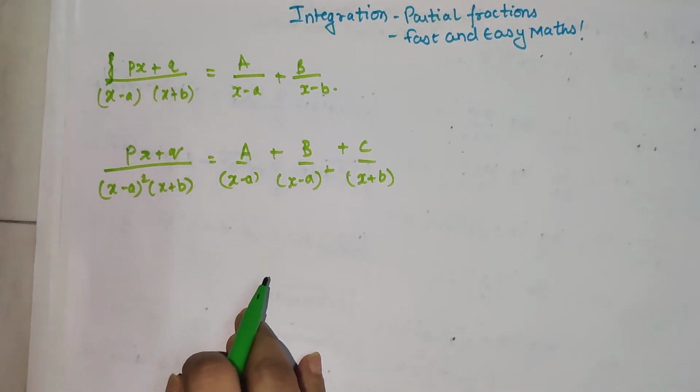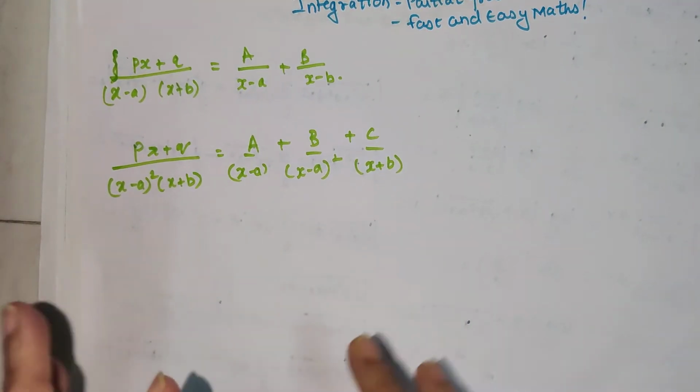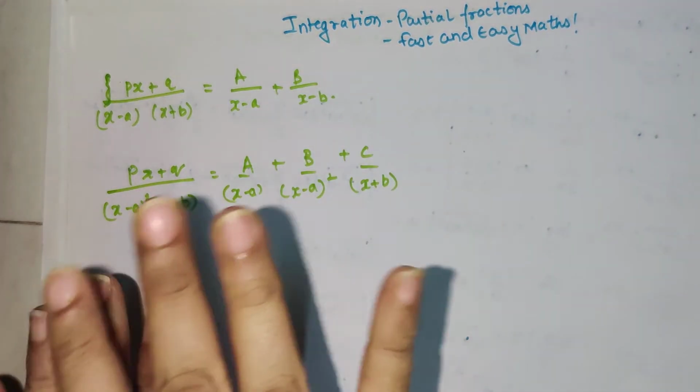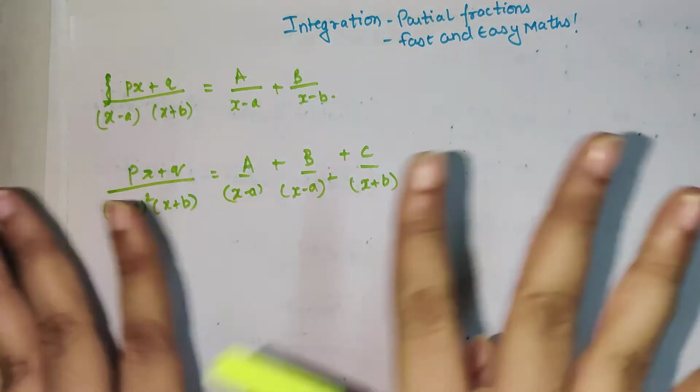Okay, now see, there are a lot of other types also in partial fractions, but these are the main things which you need to remember. I'm just going to show you 3 and that's good enough for it.